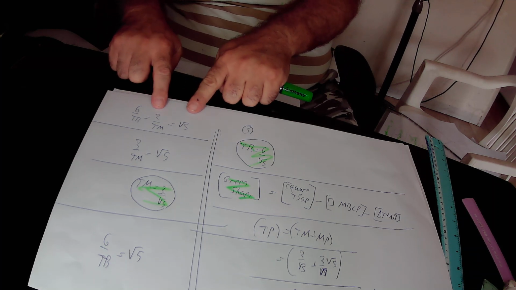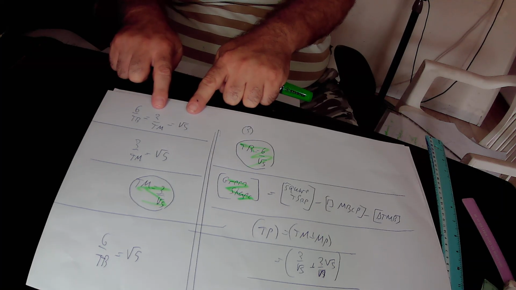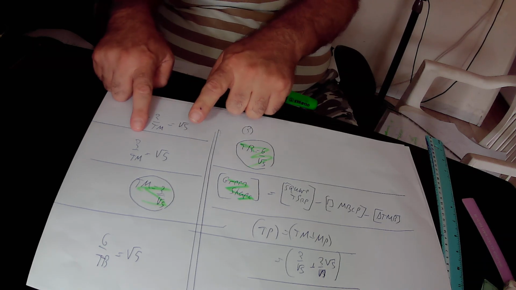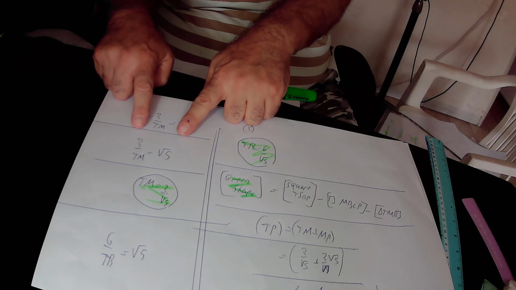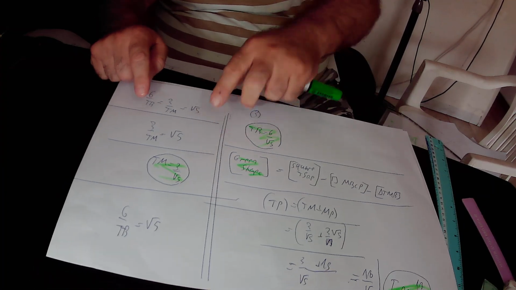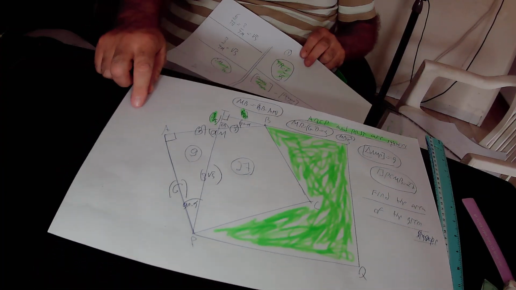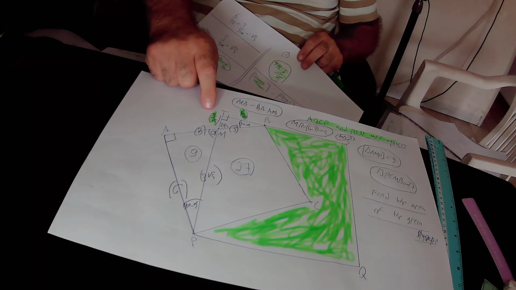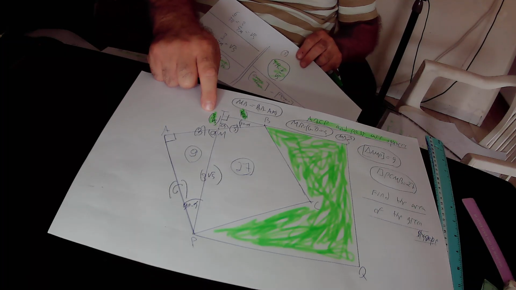Those two expressions are equal to each other, therefore we get the first equation: 3 over TM equals the square root of 5. Here we multiply this equation by TM, and then divide it by the square root of 5, and finally find that TM equals 3 over the square root of 5 units in length. This is the missing side TM.